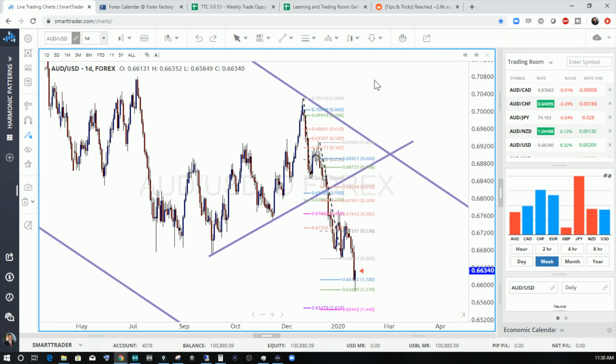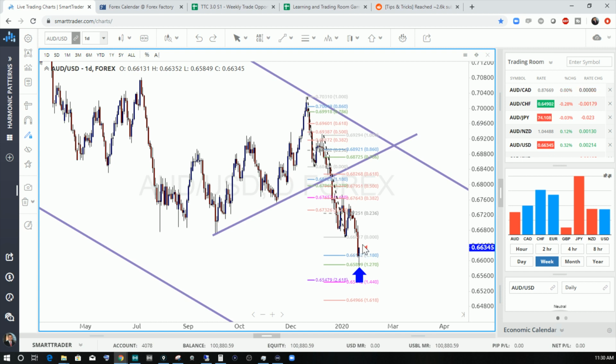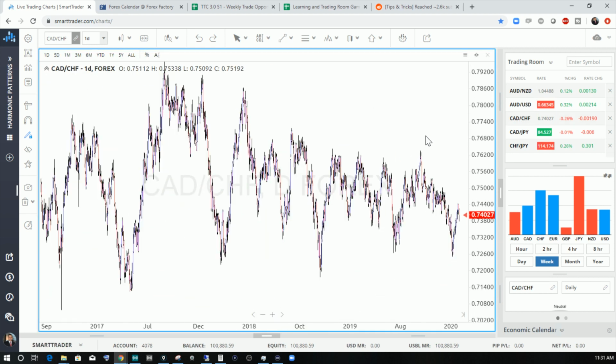And so I'm expecting price to move up and go into a correction move. So come Monday, if we haven't completely completed this retracement move, it's most likely that Aussie US dollar will be looking for buy opportunities, which means bullish patterns. We're going to look for bullish patterns that we're going to trade. That's going to be on the Aussie US dollar. Let's go to the next one, Canadian Swiss franc.